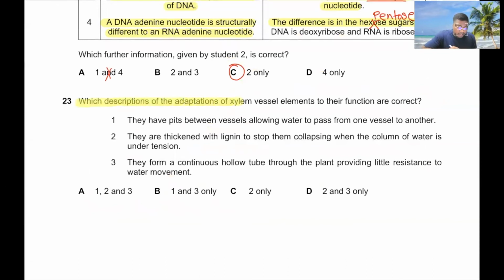Which descriptions of the adaptation of xylem vessel elements to their functions are correct? They have pits between vessels, allowing water to pass from one vessel to another. Yes, they have pits between them. They are thickened with lignin to stop them collapsing when the column of water is under tension. Yes, they are lignified, which prevents them from collapsing. They form a continuous hollow tube through the plant, providing little resistance to water movement. Yes, they do all of these three things. So question 23, option A.